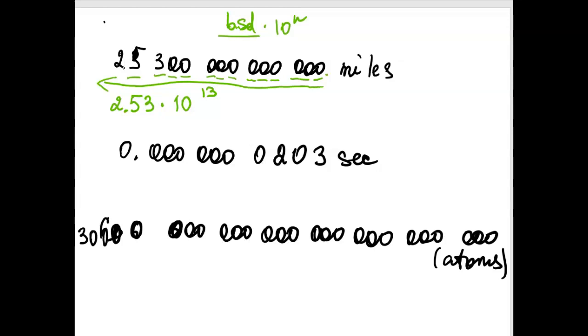So this is the way to write the amount of miles from Earth to the nearest star outside of our solar system in scientific notation. It will be 2.53 multiplied by 10 to the power of 13. Okay. So by the way, how many significant figures are there? And you know, non-zeros are significant. So 1, 2, 3. 3 significant figures.